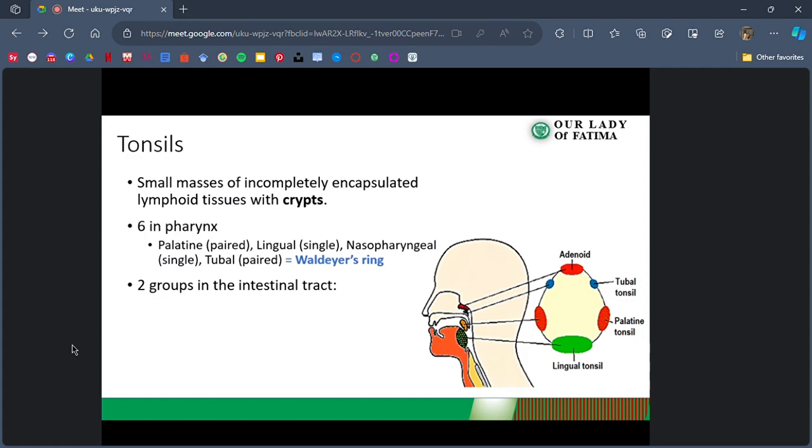The other three in the oropharynx include the paired palatine tonsils attached to the sides of the walls of the oropharynx and the single lingual tonsil on the posterior one-third or the base of the tongue. Meanwhile, the ones located in the intestinal tract include the Peyer's patches and the appendix.